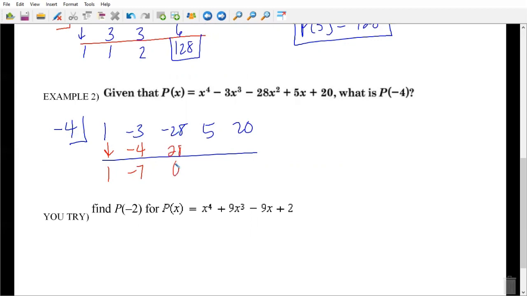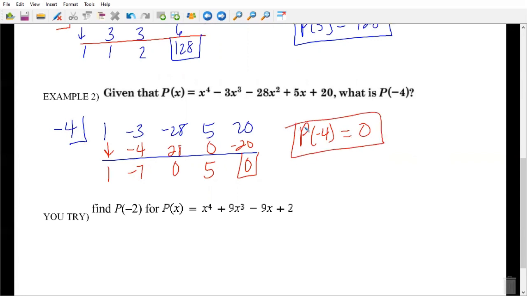Negative 28 and 28 make 0. Negative 4 times 0 is 0. 5 and 0 make 5. Negative 4 times 5 is negative 20. And I get 0. So p of negative 4 equals 0. How do you feel? Still with me? Okay.